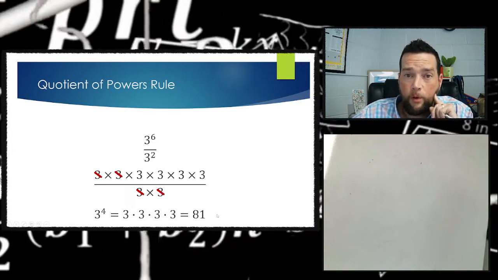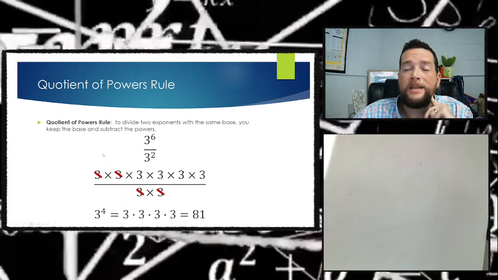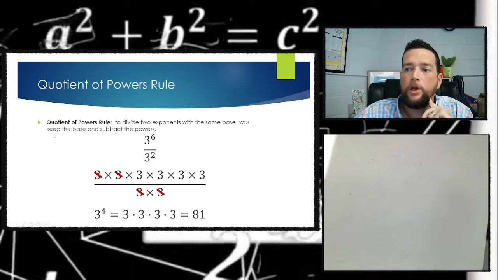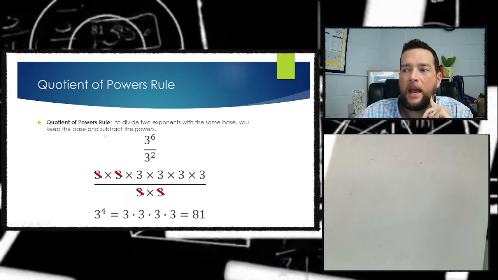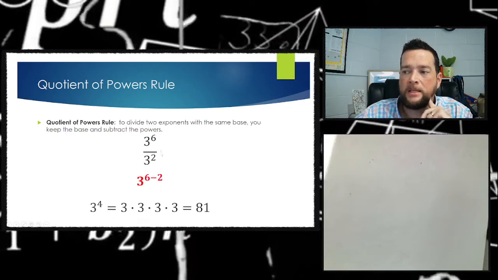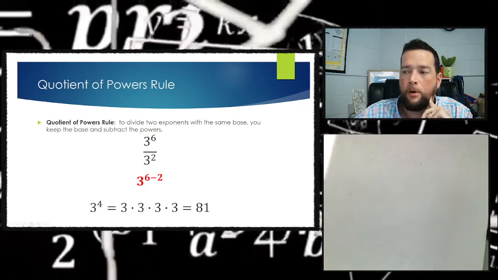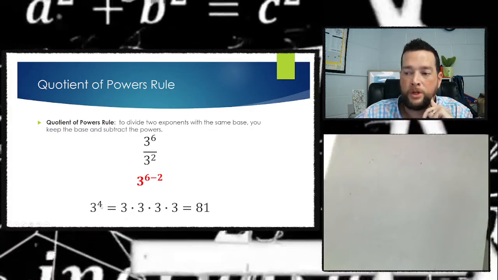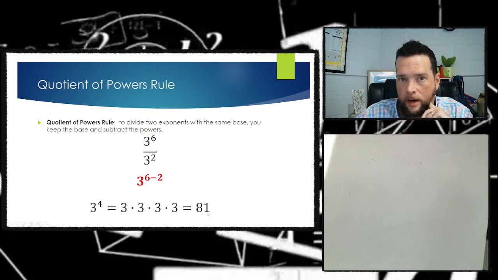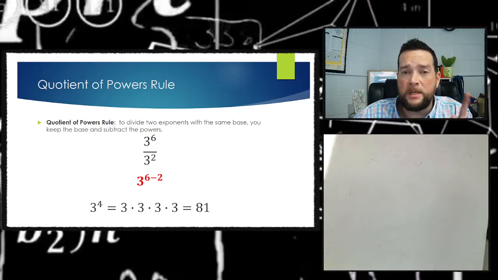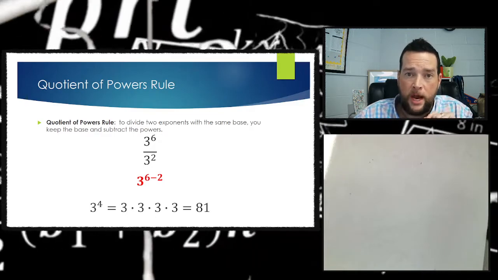So the quotient of powers rule says that if you're dividing two exponents with the same base, you keep the base and you subtract the powers, all right? So 3 to the power of 6 divided by 3 to the power of 2 is really 3 to the power of 6 minus 2, which is 3 to the power of 4, which is 81, right? That's the quotient of powers rule. Dividing exponents with the same base, keep the base, subtract the exponents.